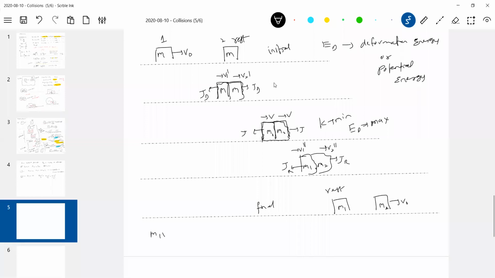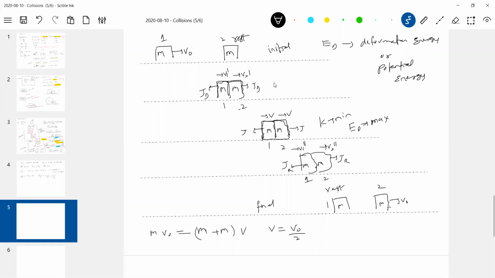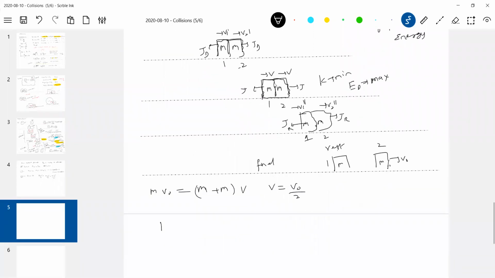Applying conservation of momentum, m v naught should be equal to (m plus m) into v. The masses are the same, no? We took the same masses. So what is v equal to? V naught by 2. Let's calculate the initial kinetic energy. It should be equal to the kinetic energy at maximum deformation, or minimum kinetic energy, plus the maximum deformation energy.